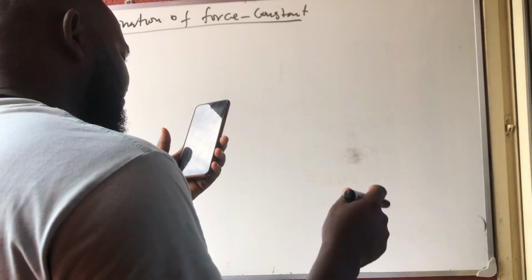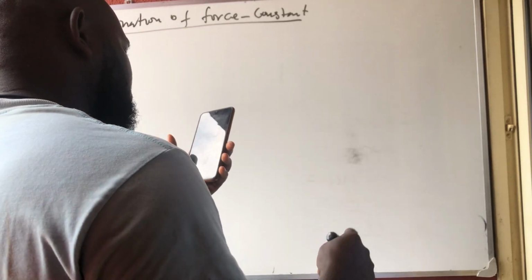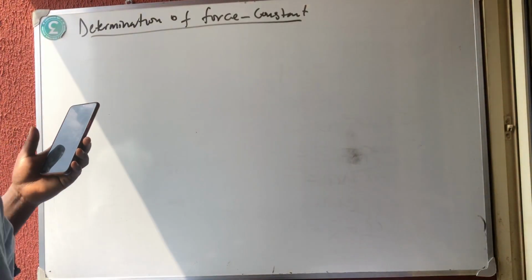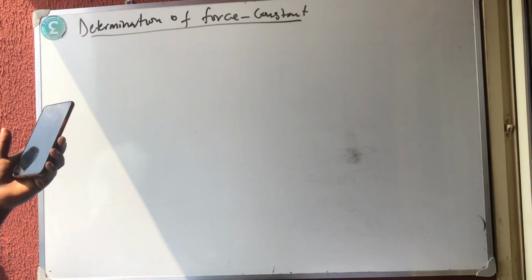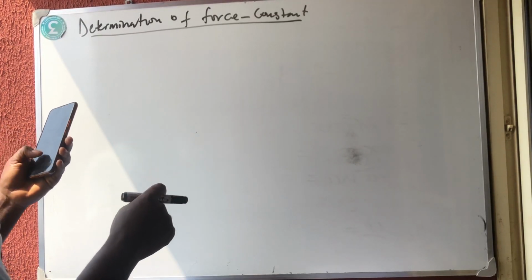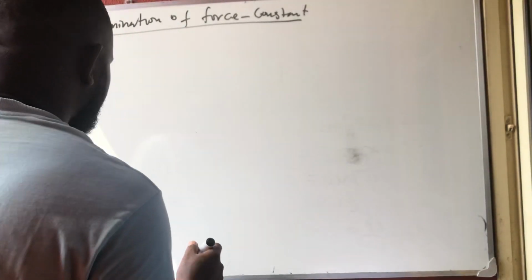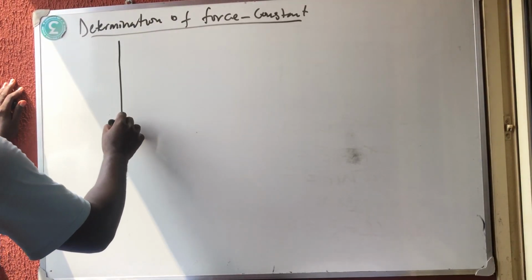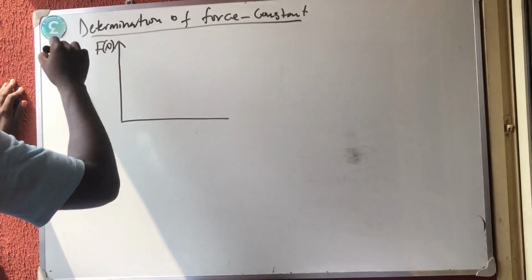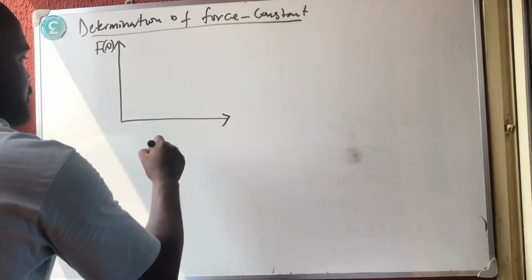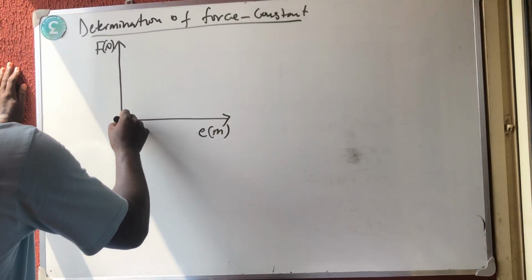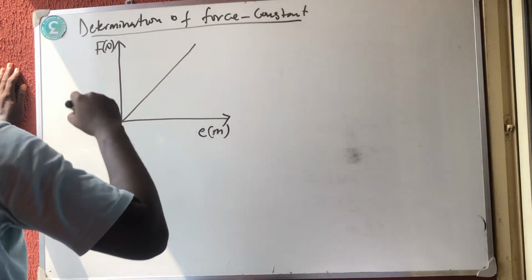The slope obtained from the graph is equal to the force constant. Note, when the graph of load, force or tension is plotted against extension, a straight line graph that passes through the origin is obtained. So whenever you are plotting a graph of force, it could be force, weight, or anything in Newton, against extension, it is always a straight line graph that starts from the origin.